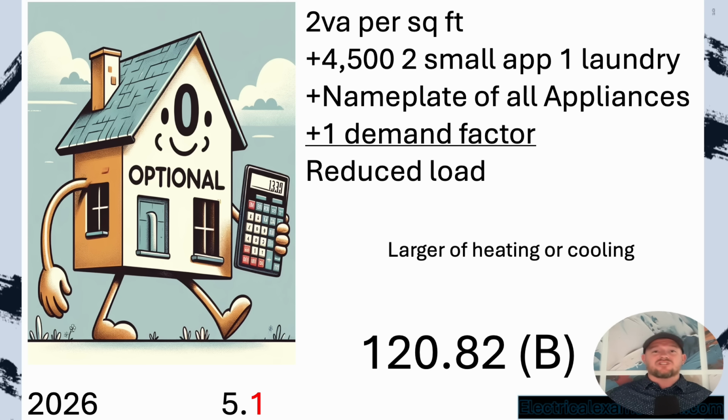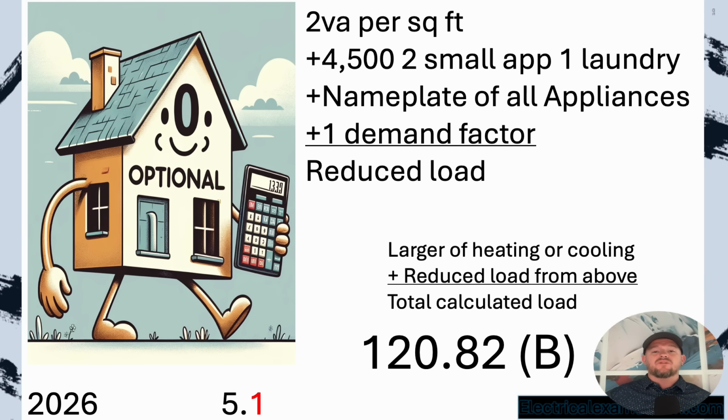After that, we just take the larger of our heating and cooling plus our reduced load, and we get our total calculated load. It really is that simple. We take our 2 VAs per square foot, 4,500 for the small appliance, nameplate of all appliances, apply one demand factor, do our larger of the heating and cooling, and then add that together with that reduced load, and we get our total calculated load.